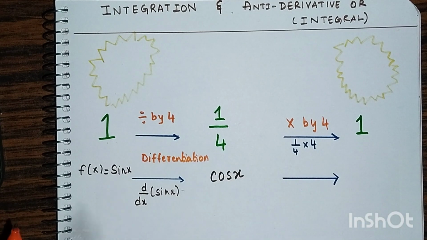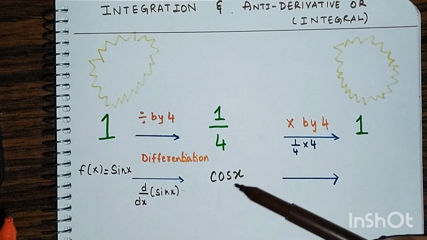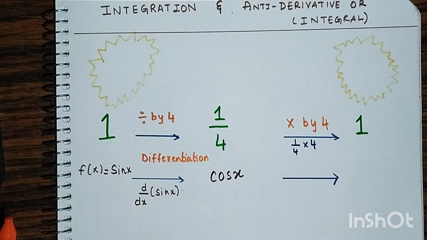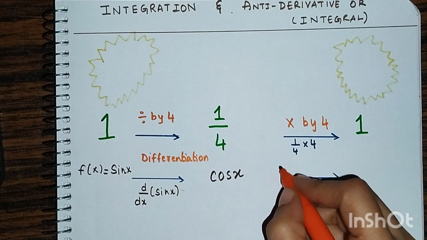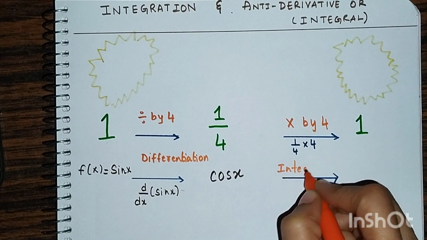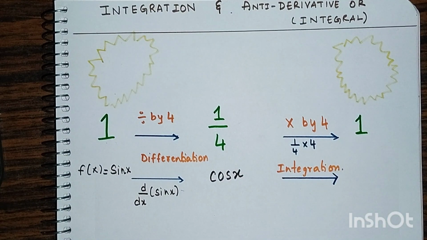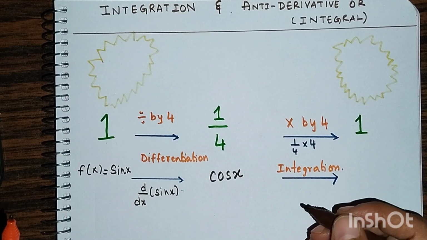Now I want that sin x back. And now we have this cos x with us. We want this sin x back. So how do we get it? There comes the integration. There comes this integration that will tell you, yes, I am there to give back sin x to you. So how does it give back?